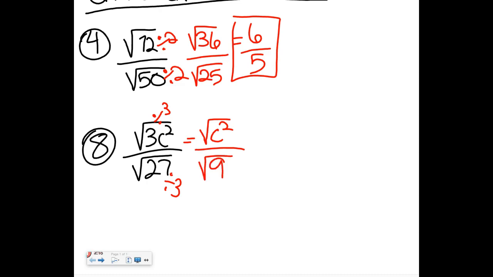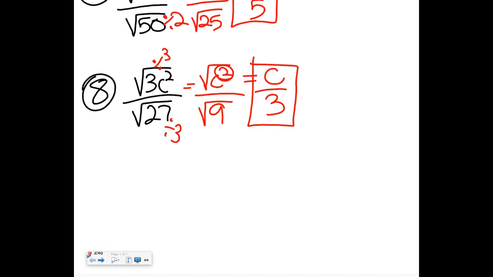Again, I hope alarm bells are going off. We can take the square root of c squared. Reminder, when it's an even exponent, you just divide by 2. So 2 divided by 2 would be 1, so you could have c or c to the first. On the bottom, I can take the square root of 9, which is 3. I wanted you to see that we can reduce things first, and then see if we can take the square root. I also wanted us to look at this one because it had some letters in it.